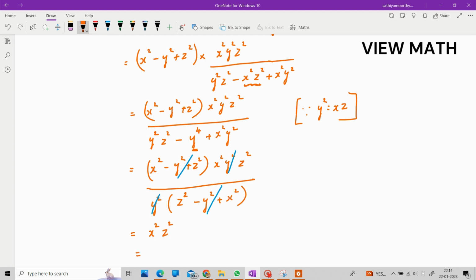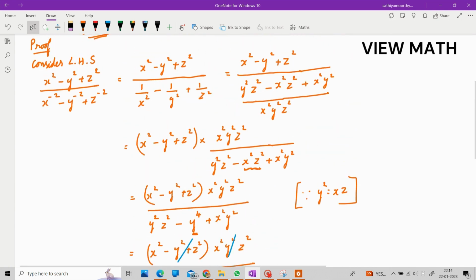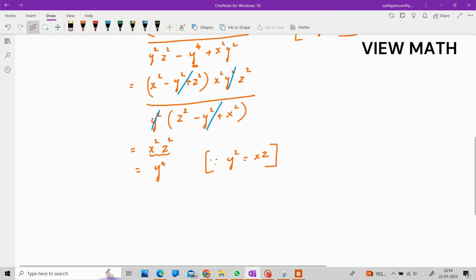Similarly, x square z square I can write as y power 4. Since again it is given that y is a mean proportional between x and z, so y square is equal to xz. Y square is xz, so instead of xz I am writing y square the whole square, so it is y power 4. So we have proved, we have considered the left hand side and we have got the right hand side, hence proved.